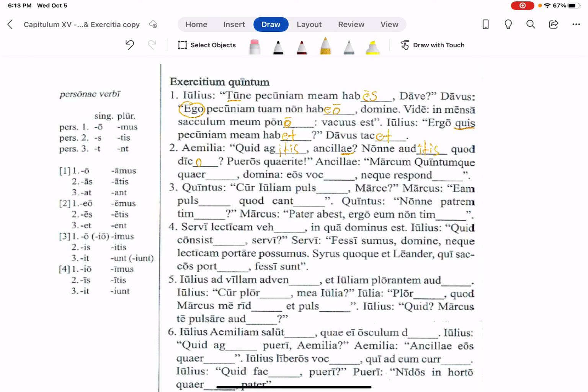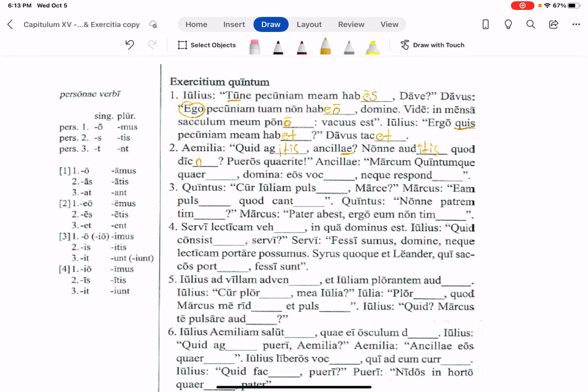And this is one that might have been tricky, because you may have been wondering, how do I know it's dico? And the answer is context, right? Because it would not quite make sense for her to be speaking to the ancillae this way if she were asking the question, don't you hear what y'all are saying? But instead she's saying, what are you doing? Don't you all hear quod dico, what I am saying? Pueros quaerite, look for the boys.